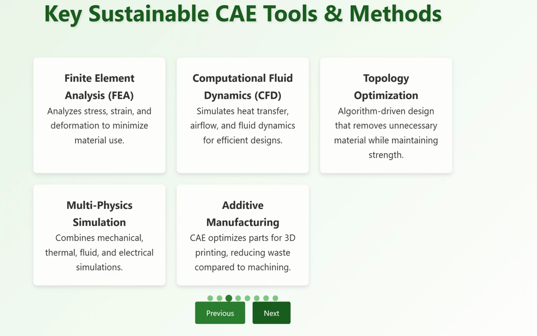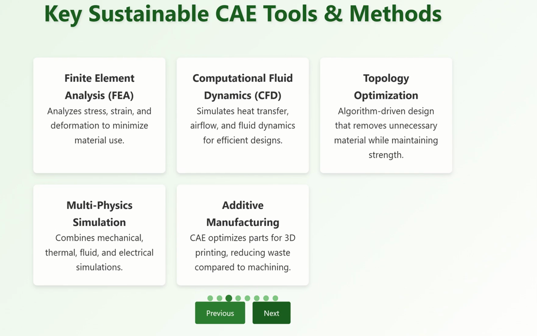Number 3, we have what we call topological optimization. We have to use what we call an algorithm which is driven by the design to remove unnecessary materials. Maybe the thickness that we don't want, the sizes, or even the shape. All this topology optimization will help us to ensure that we remove unnecessary material. At the same time, we are maintaining the strength of the design.